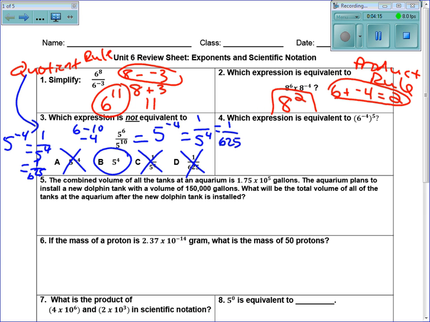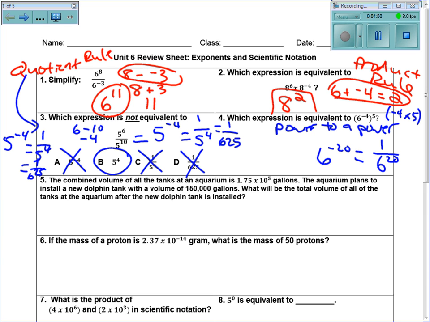Number 4, which expression is equivalent to 6 to the negative 4th, all of that to the 5th power? So that is the power to a power rule. Power to a power rule tells us to keep the base and multiply the exponents. So that would be negative 4 times 5. So this answer is 6 to the negative 20th. But I can rewrite this. 6 to the negative 20th equals 1 over 6 to the positive 20th. Find the reciprocal, make the exponent positive.